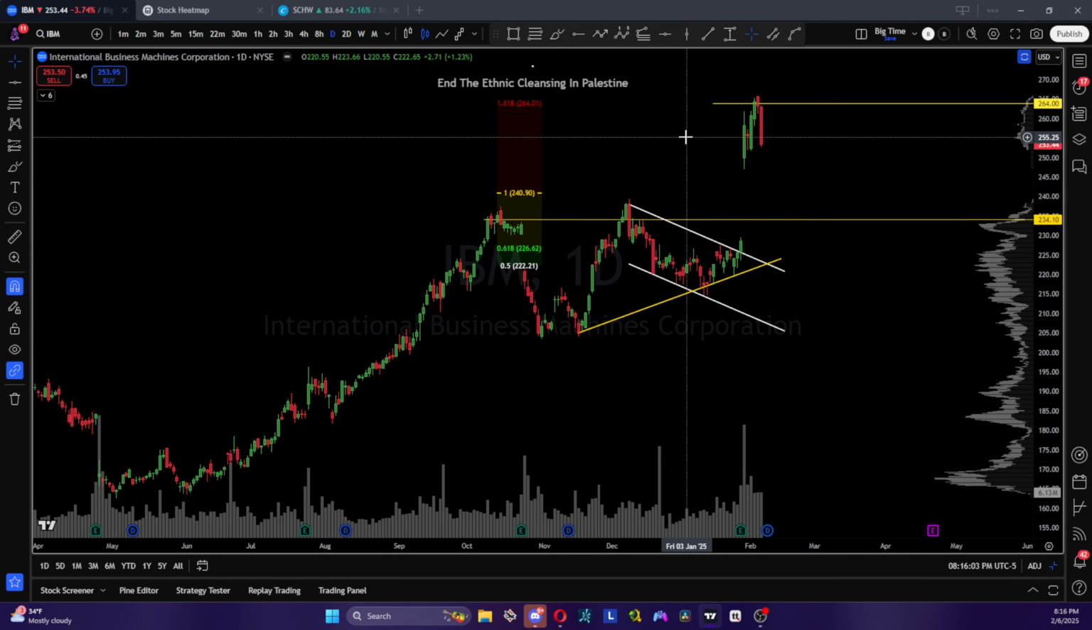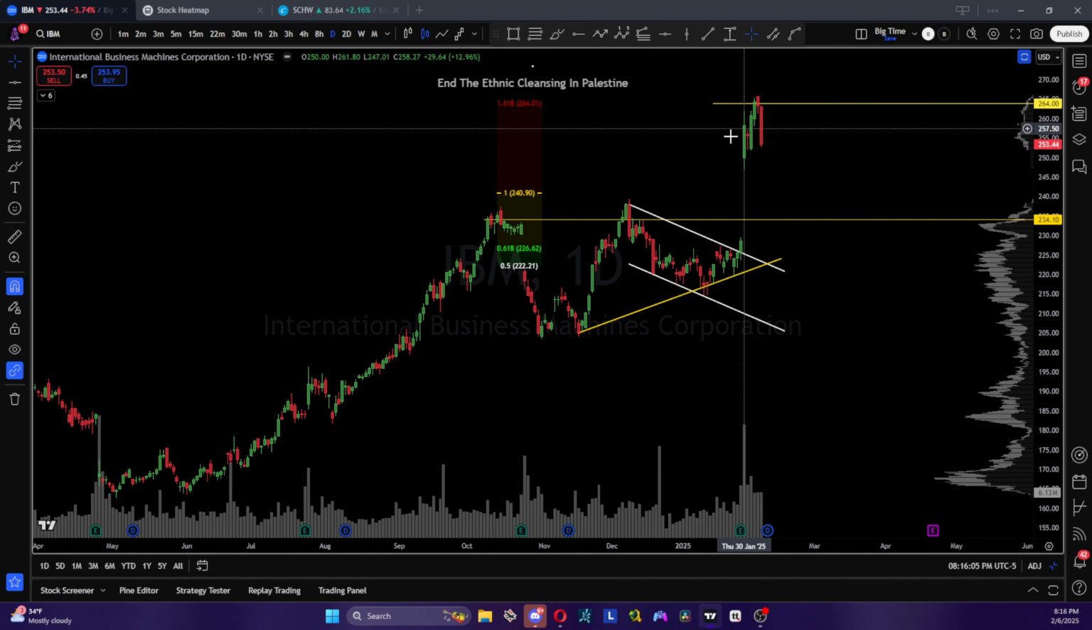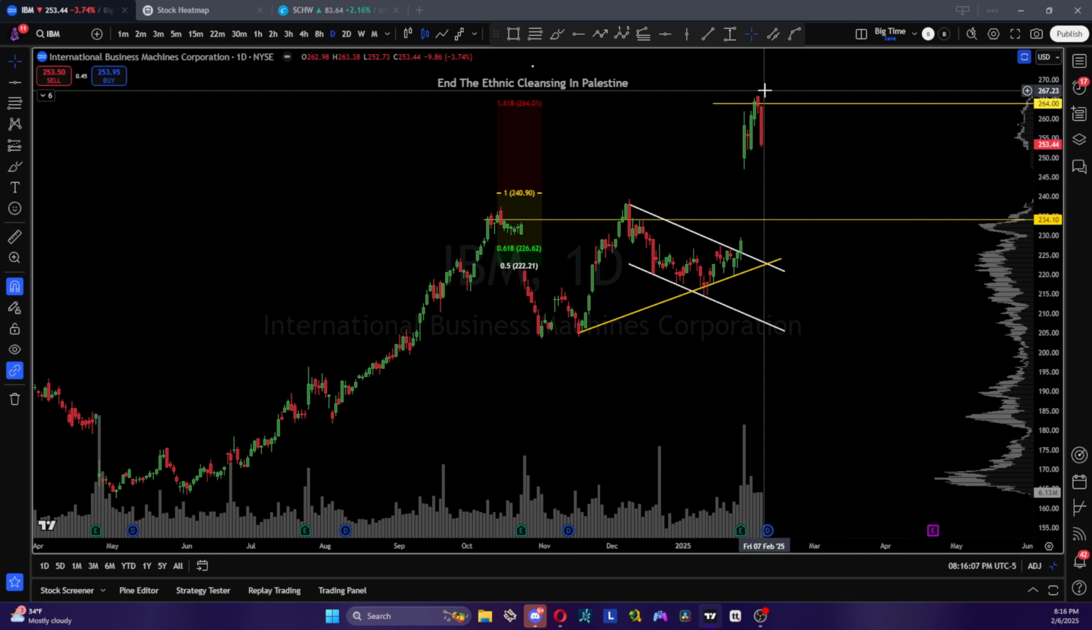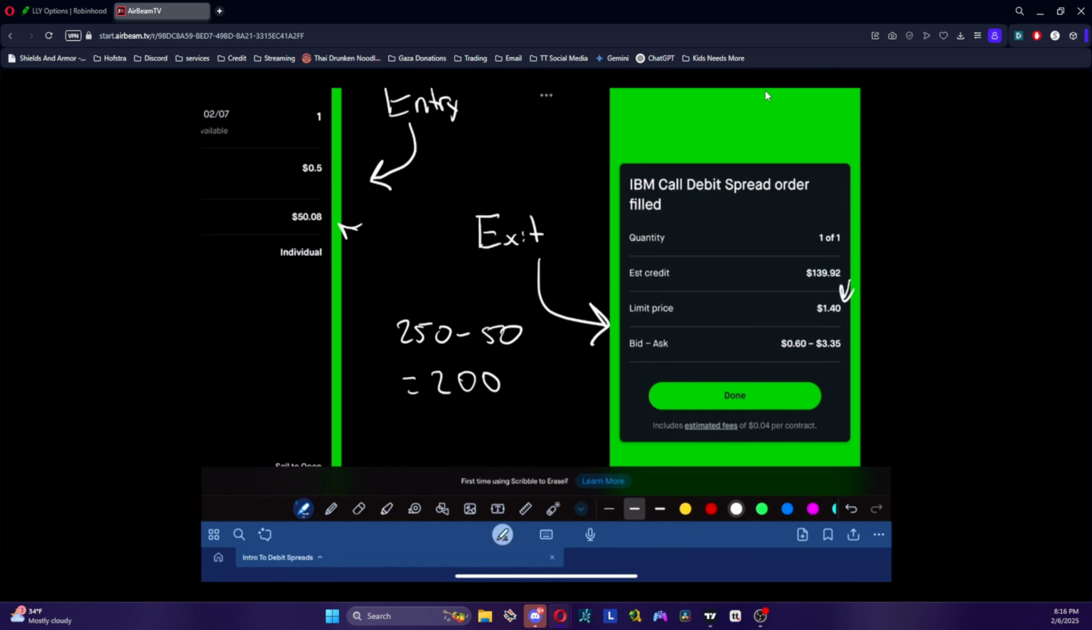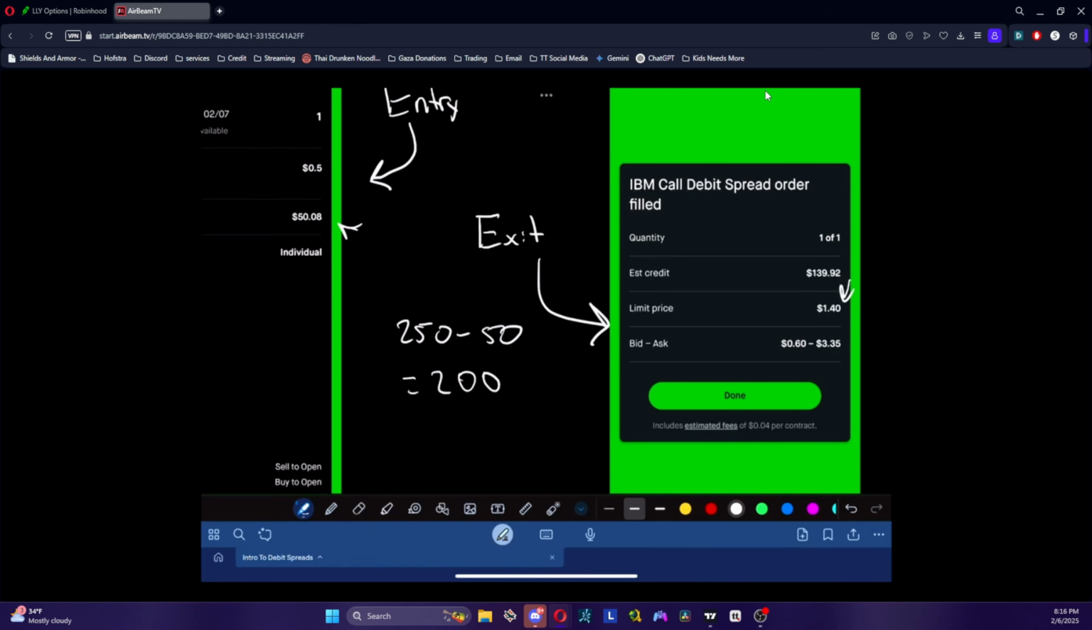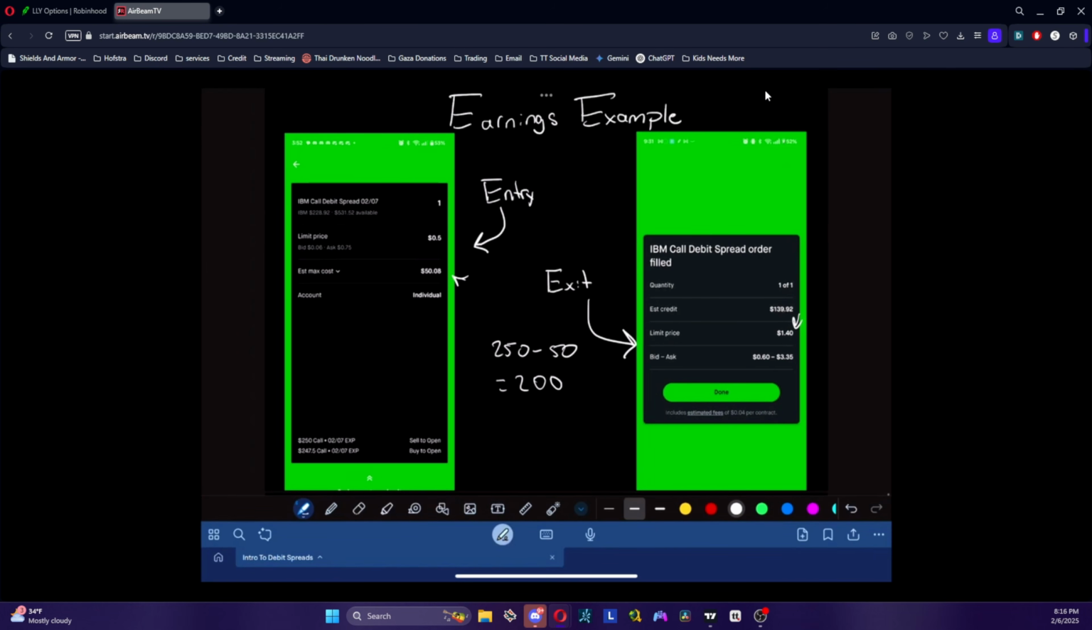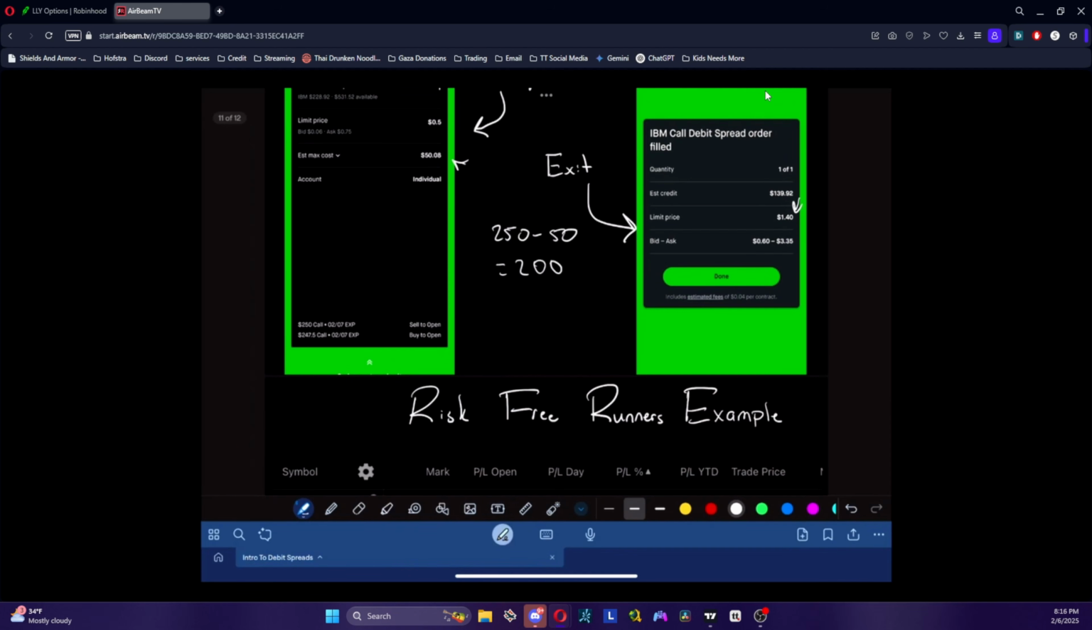Because the price of IBM soared all the way to 264, which was my original target. So if I held this, instead of exiting at $140, I would actually exit at 250. And my max profit, instead of just being $90, would actually have been 200. So this is a great way you could possibly trade earnings. And I'll actually show you another example a little bit later on.